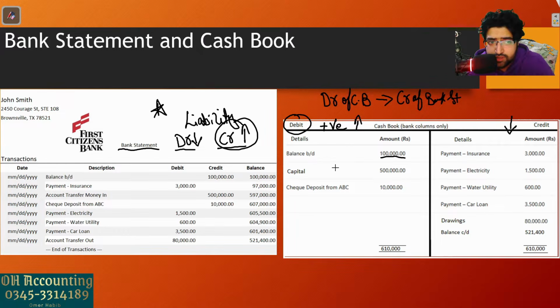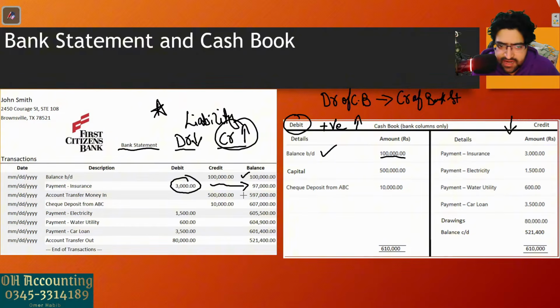Is it present on the bank statement as well? Yes, balance BD, but on the credit side. Okay, so this is fine. We can take these. These are present on both, and we have identified it, right? Now, there is a payment for insurance. So that's why they have debited it, because money is decreasing in our account. So their liabilities are going down. And the leftover balance is 97,000 after that, which is fine.